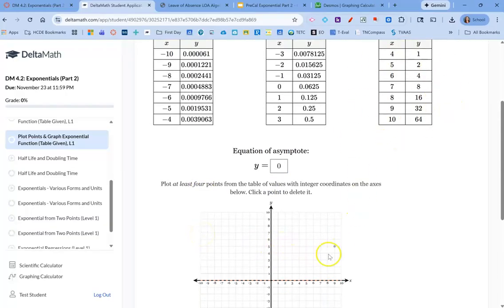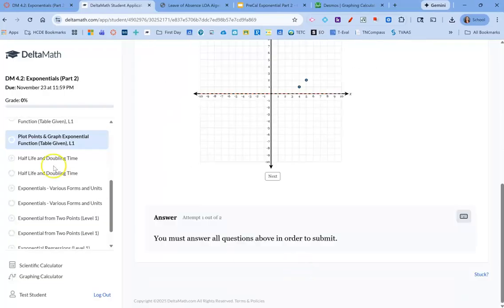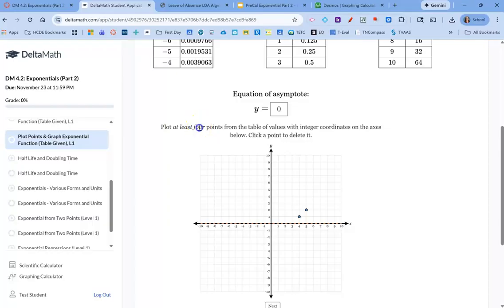So again, the table of values is given here. So for mine, like 4, 1, 5, 2. Again, plot all the points and then you'll submit it. I think you need to do at least 4 points. So you can do more than that, but at least 4 points.